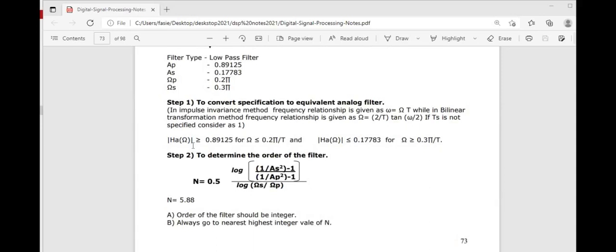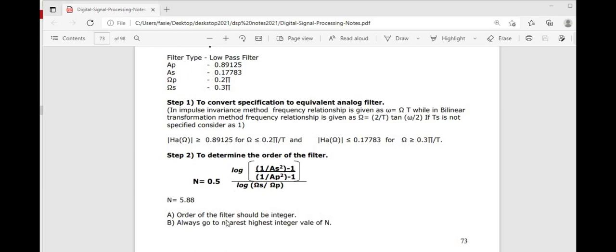We know that in the impulse invariance method, the frequency relationship is given by omega equals omega T. This omega is digital, this omega is analog. While in the bilinear transformation, the frequency is given by omega equals 2 by T tan omega by 2. This is for bilinear. If Ts is not specified, consider it as 1. So T is not given, so this equals 1. We can substitute in that and find the order. So n is equal to 1 by 2, that is 0.5, log of (1 by AS square minus 1) by (1 by AP square minus 1), divided by log of omega s by omega p.